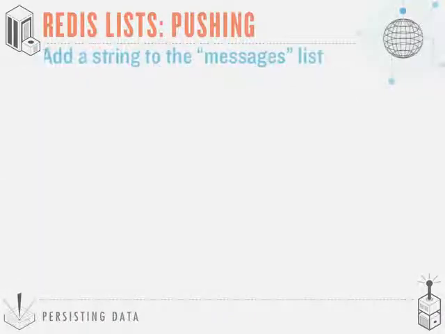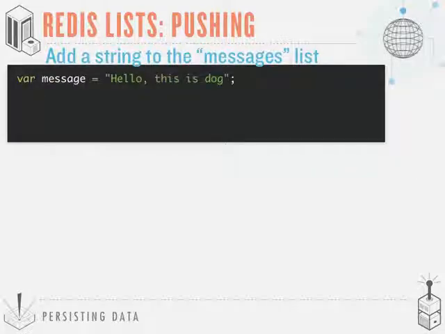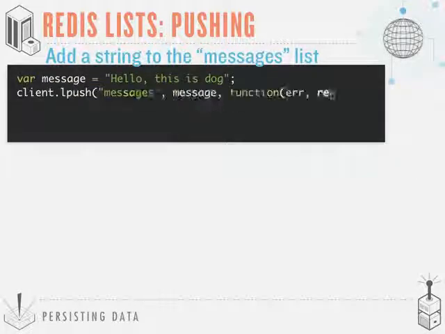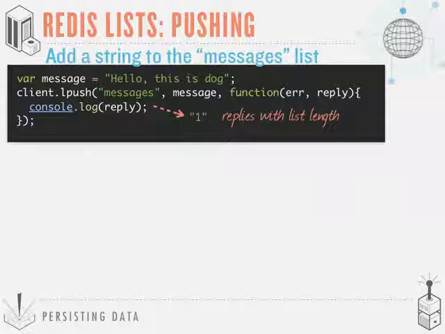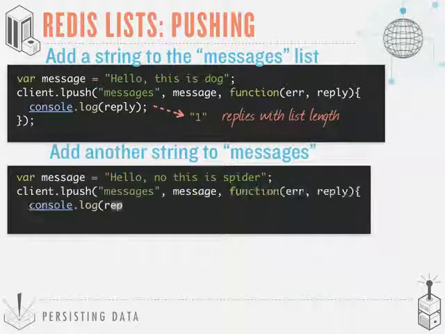If we want to store a list in the Redis database, we could create a message and lpush, left push, onto the messages list, this current message, and then specify a callback here. This callback is optional, but it sends back in the reply variable here the list length in case you need it. If we add another string to messages, we can see here that it returns the length of 2.